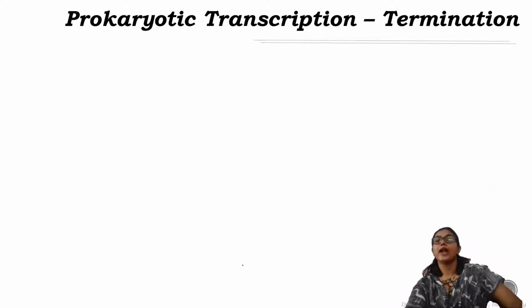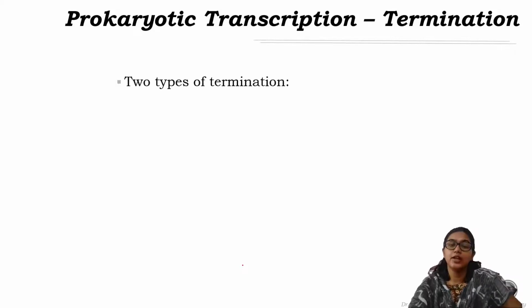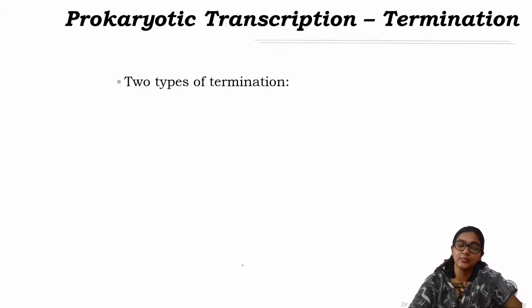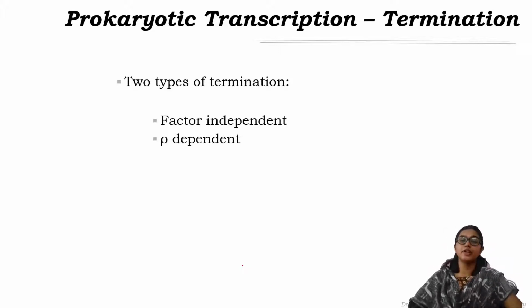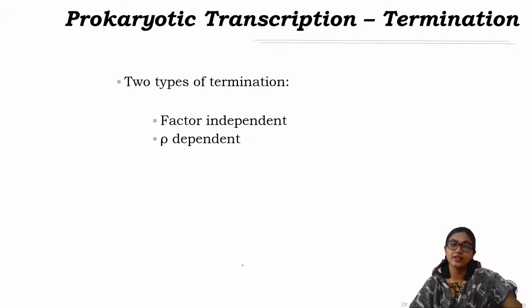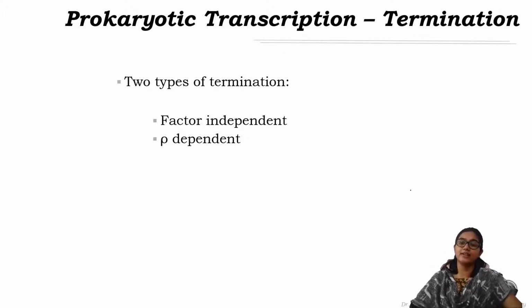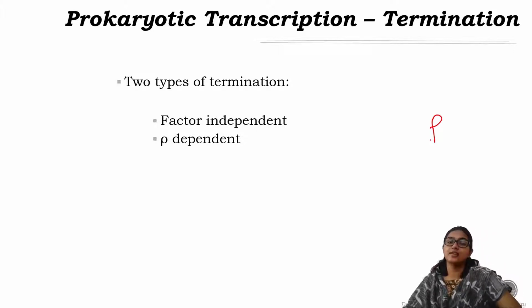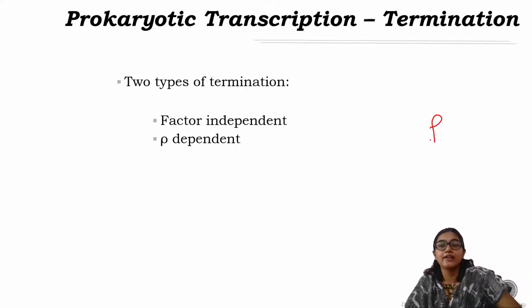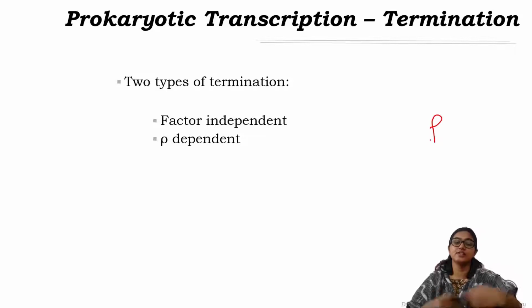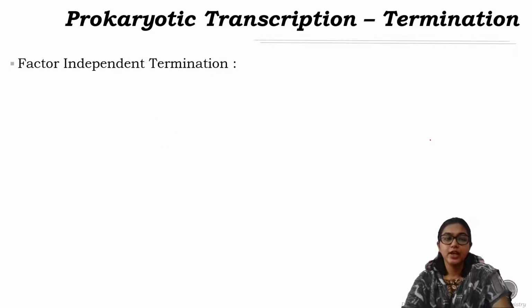Now, the prokaryotic termination. In two different ways the prokaryotic transcription can be terminated. What are the two different types? One is factor independent, another is factor dependent. And what is that factor? That is rho factor. Where the rho factor driven termination is there, it is the rho dependent termination, and when the rho factor is not present in the process, it is the factor independent one.